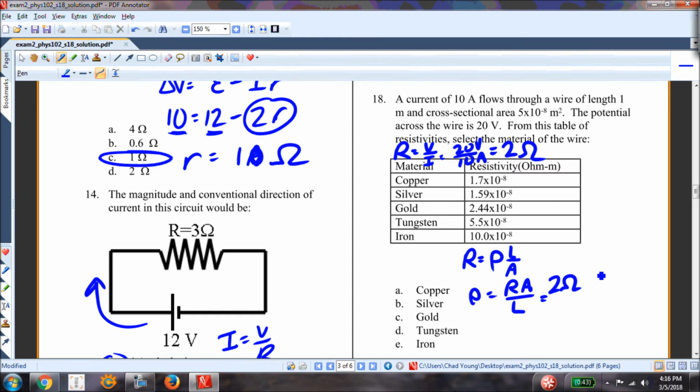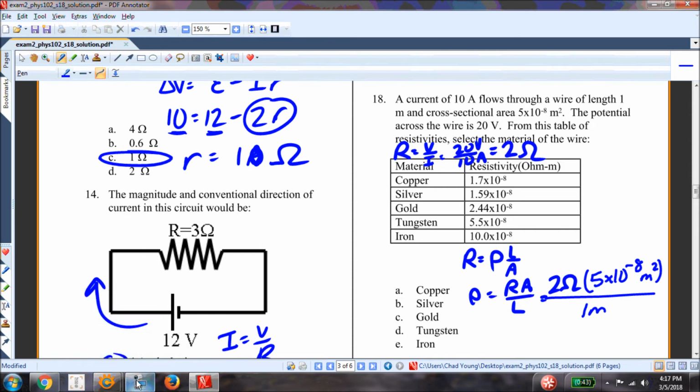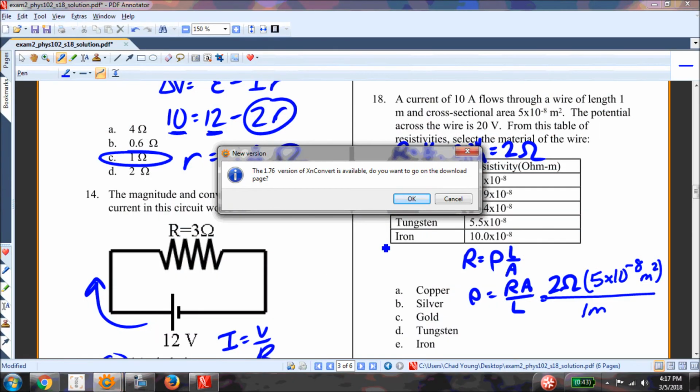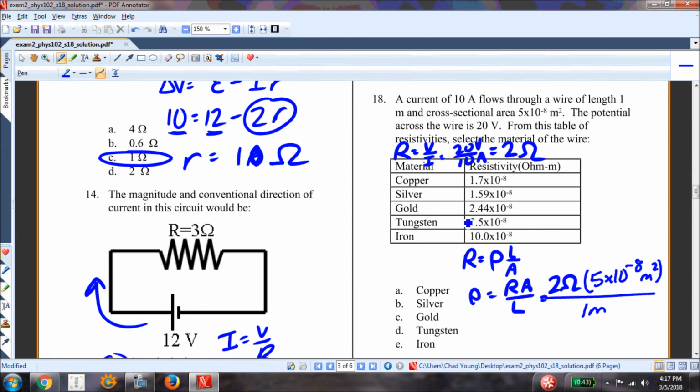The area is 5 times 10 to the minus 8 meters squared divided by the length. Oh, it's 1 meter. So that gives me a resistivity equal to 10 times 10 to the minus 8 ohm meters. That looks like iron. So E is the right answer for number 18.